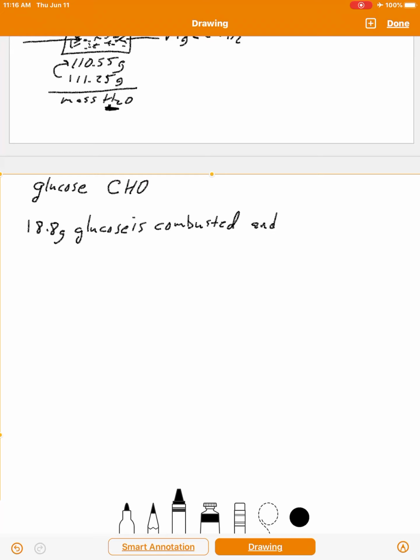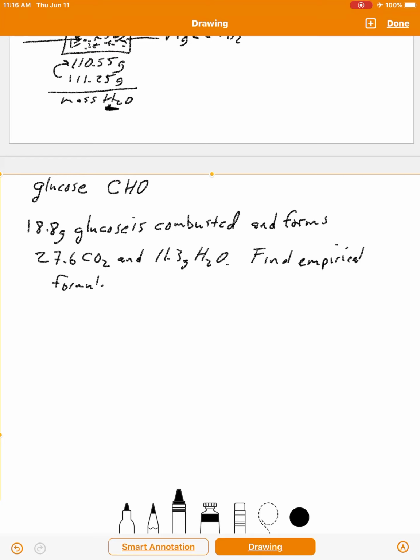And when that happens, what we get out of it is 27.6 grams of carbon dioxide and 11.3 grams of water. Okay? Let's find the empirical formula for glucose.